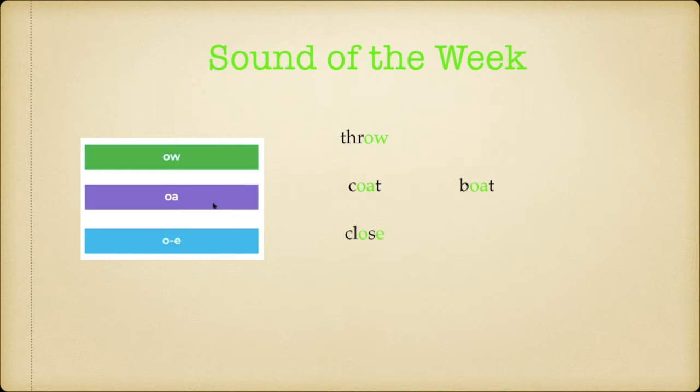And we've got our second word, which will be stone. Stone. That's our split digraph. And our final word to go with OW. So we had throw. What will our new word be? Grow. Grow. So practice those six words. Throw, grow, coat, boat, close, stone. Those are the sounds of the week. So let's move on.